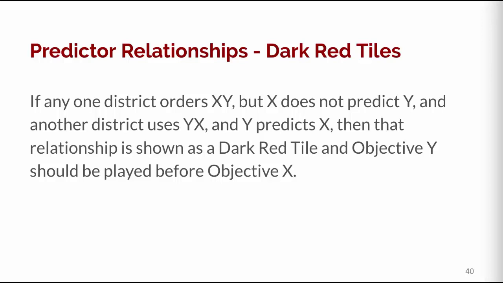Now we define dark red tiles. If any one district orders objective X before Y, as in XY, but X does not predict Y, and another district uses YX and Y predicts X, then that relationship is shown as a dark red tile, and objective Y should be played before objective X. We will label this scenario with a dark red tile in the following figure.